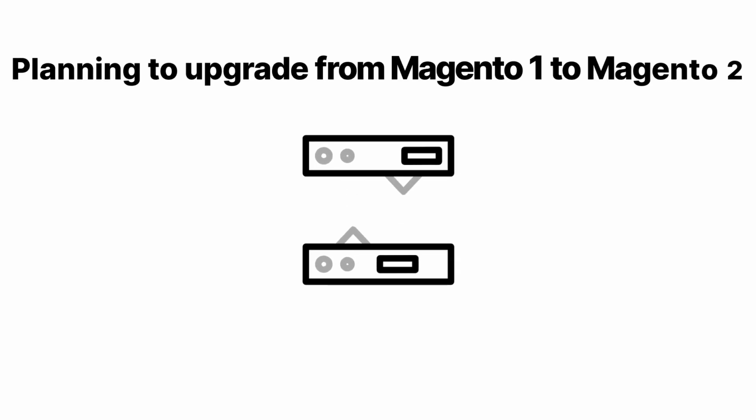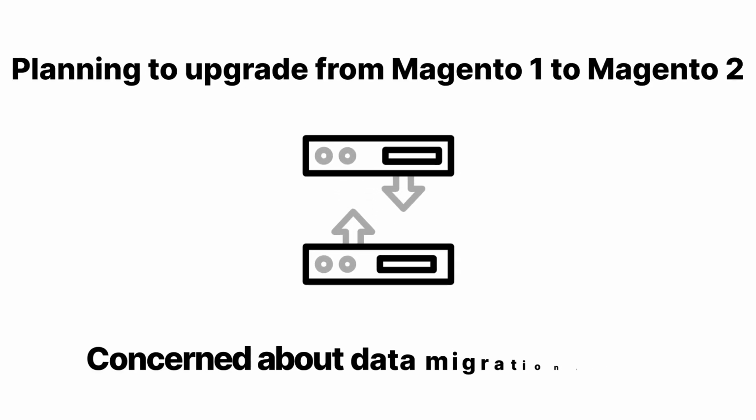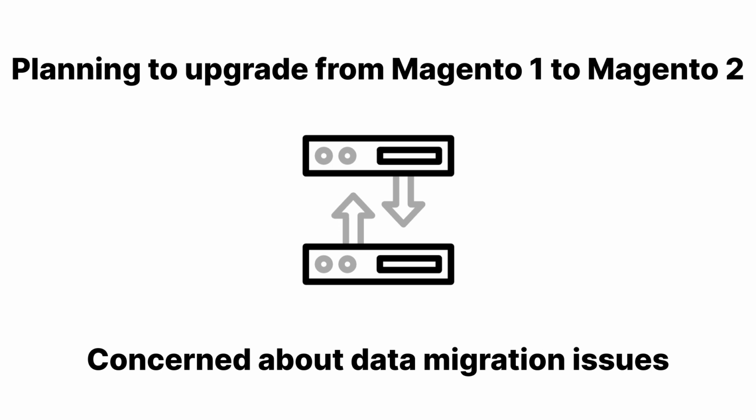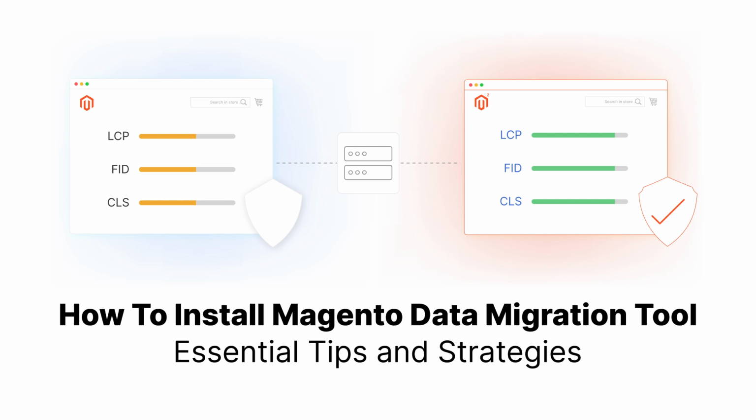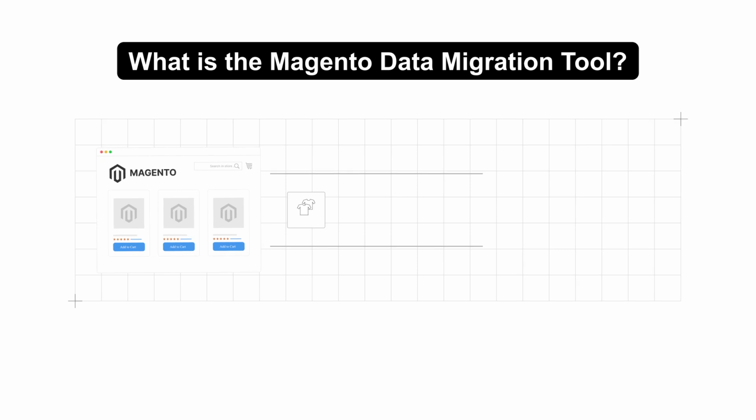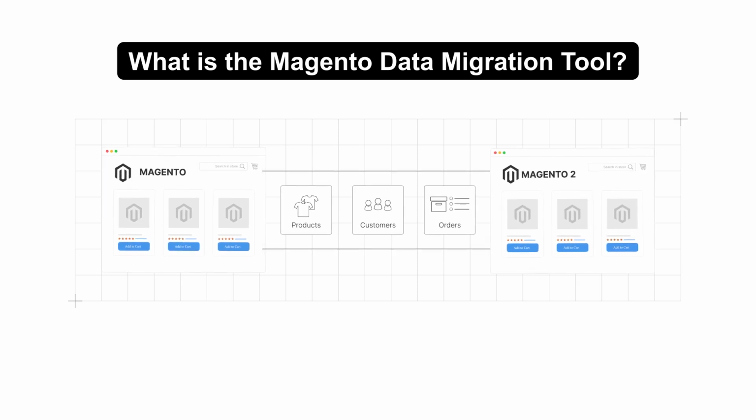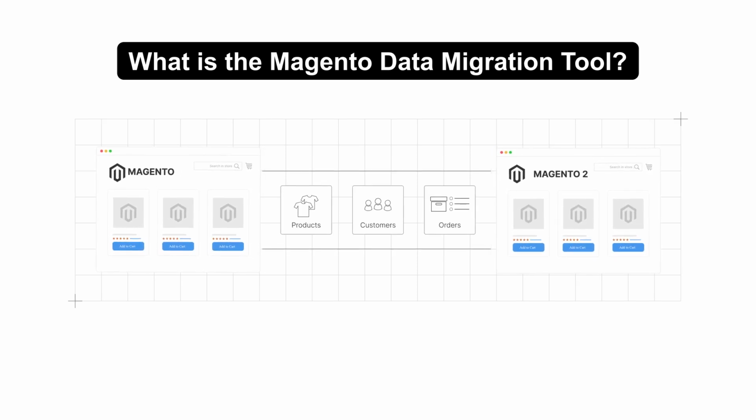Planning to upgrade from Magento 1 to Magento 2 but concerned about data migration issues? No worries. Using the Magento 2 data migration tool, you can smoothly transfer everything, including products, customers, and orders. The Magento 2 data migration tool is designed to help you move key data from Magento 1 to Magento 2.